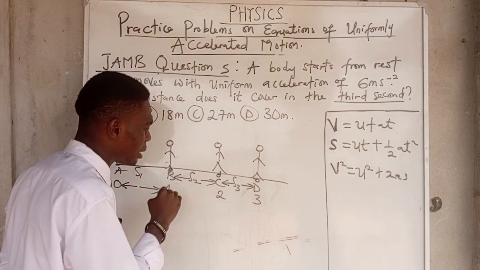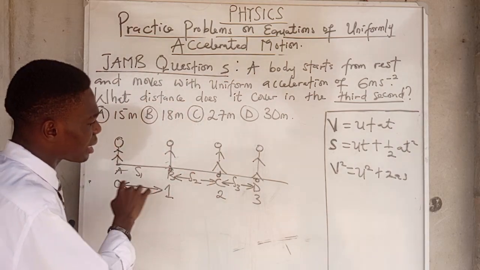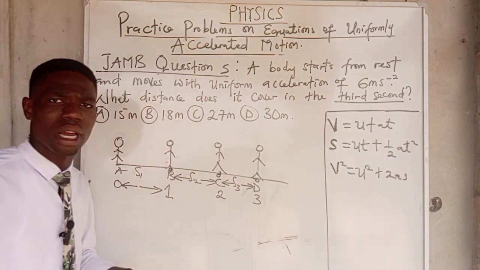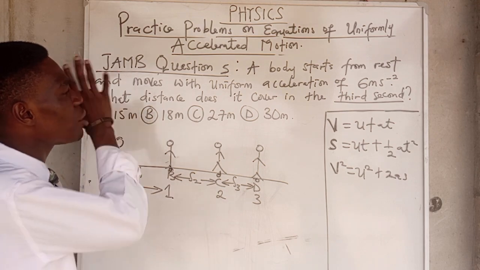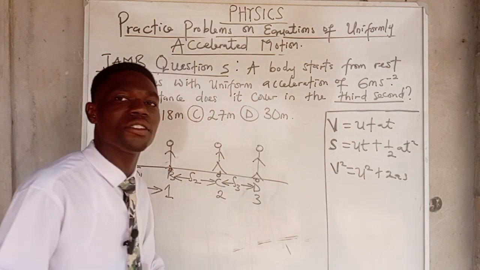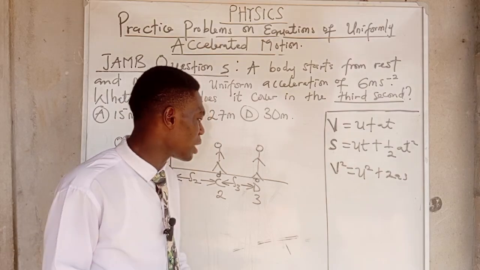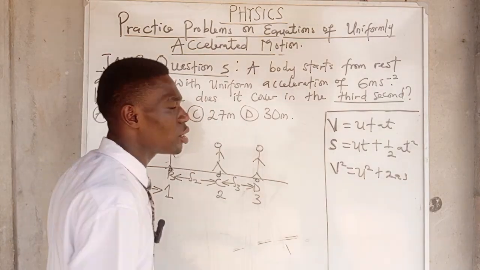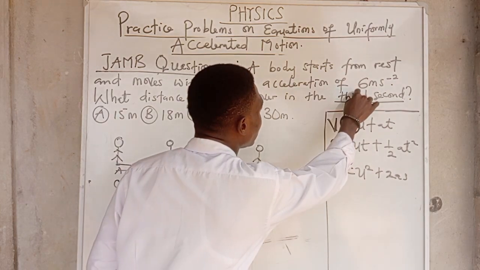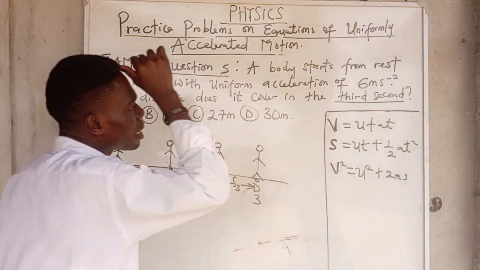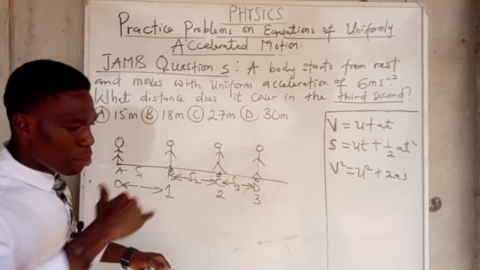Then we subtract it, and then we now get the distance traveled in the third second. I hope we understand this. Are we together? So please, whenever you see third second, fourth second, fifth second, it is very important that you understand that you need to calculate 2 distances. Are we together now? The distance when the time is 3 seconds and then the one below it.